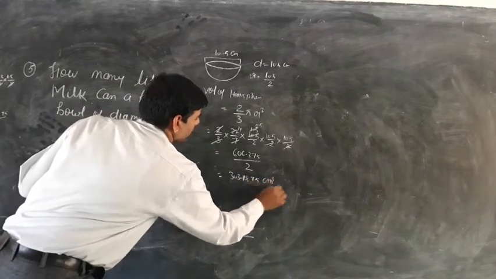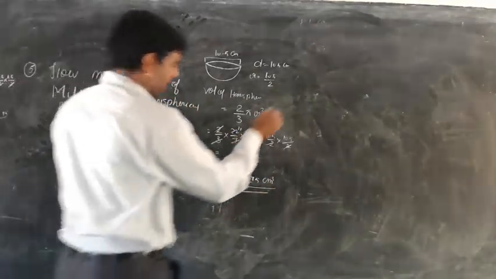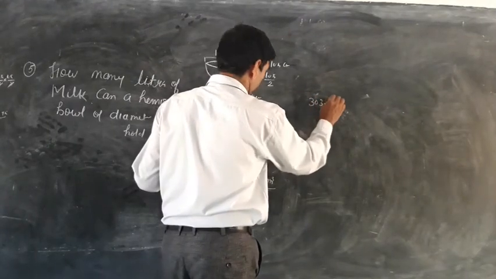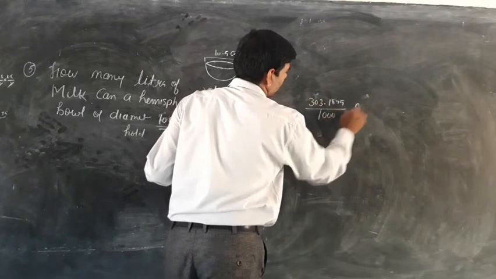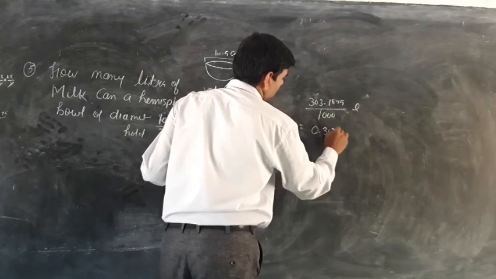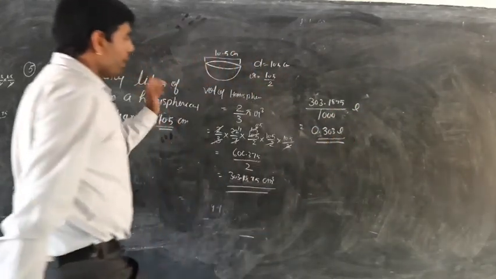That is 303.1875 centimeter cube. Centimeter cube is converted to liter, that is 303.1875 upon 1000 liter, that is 0.303 liter. Very simple question.